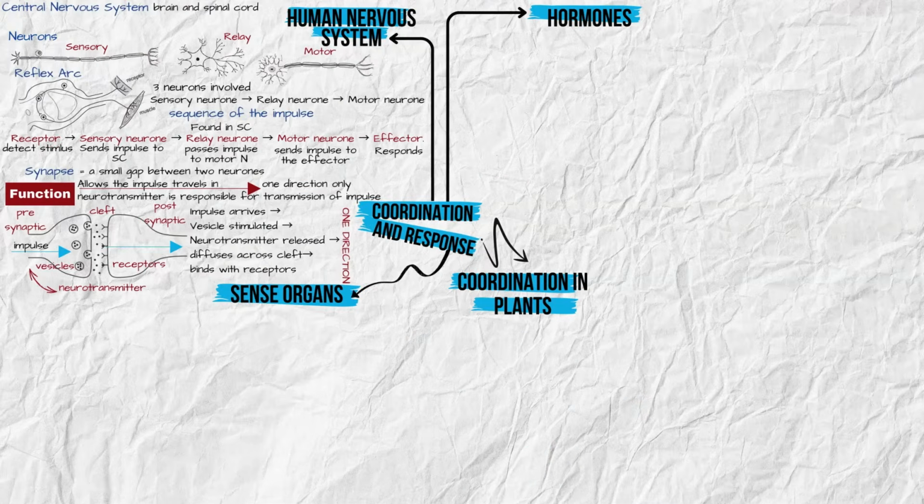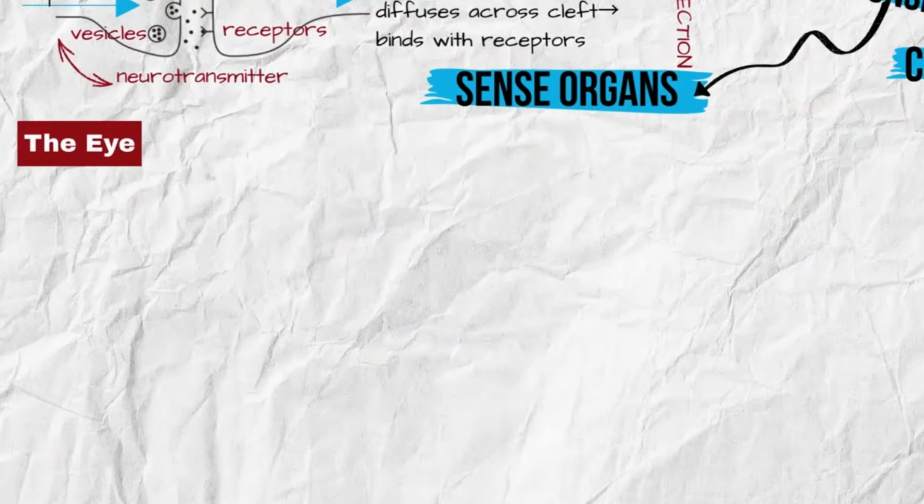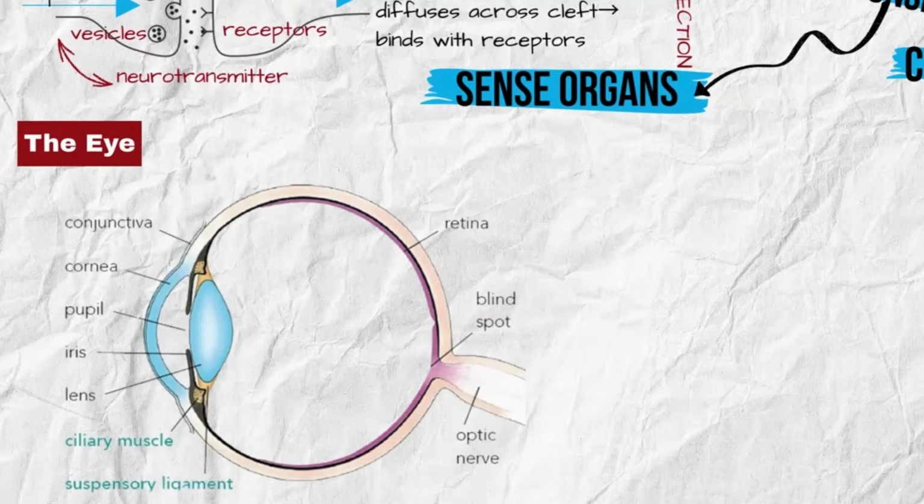Now we move to topic number 2, sense organs. And here we focus on one very important organ, the eye. Let's break it down step by step. First, you must know the structure of the eye. You must be able to label every part, in a diagram, in a table, or even in a paragraph. This is repeated in paper 2. Revise the diagram of the eye carefully and know every label.